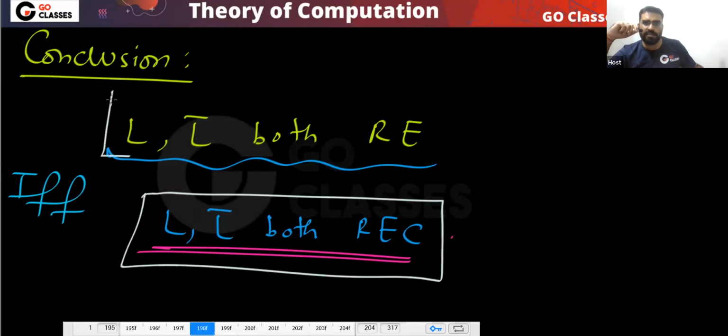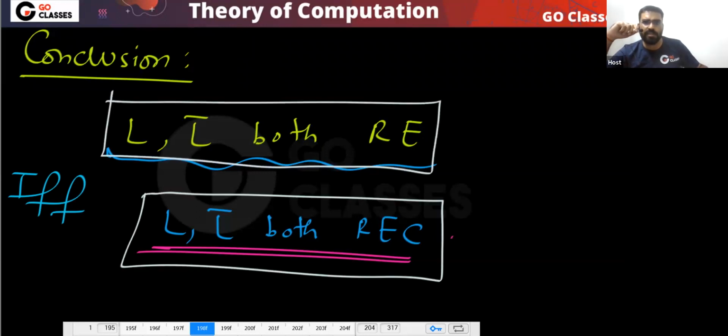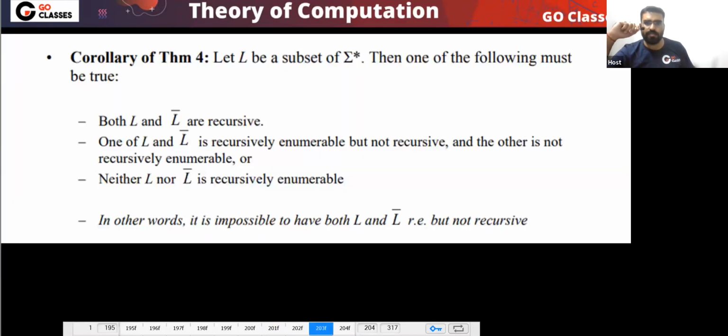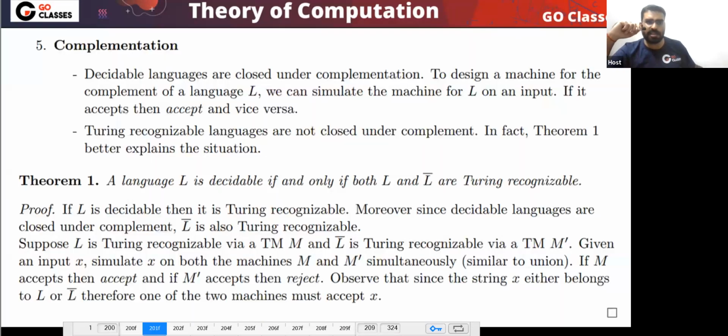So if both are REC, then both are RE, because every recursive language is RE. And if L and L complement both are RE, then they both are recursive. This theorem has many interesting consequences. This is a very important theorem.